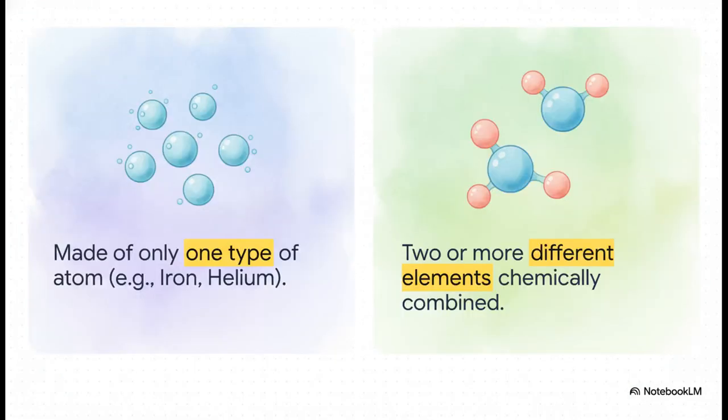Let's build on that for a second. If you have a substance that is made entirely of identical atoms, we call that an element. It doesn't matter if it's a single atom of helium or an O2 molecule made of 2 identical oxygen atoms. If the ingredients are exactly the same, it's an element. But when atoms from completely different elements chemically combine, that's when they form a compound. Water is a great example here. It's a compound made of hydrogen and oxygen chemically locked together to create something totally new.